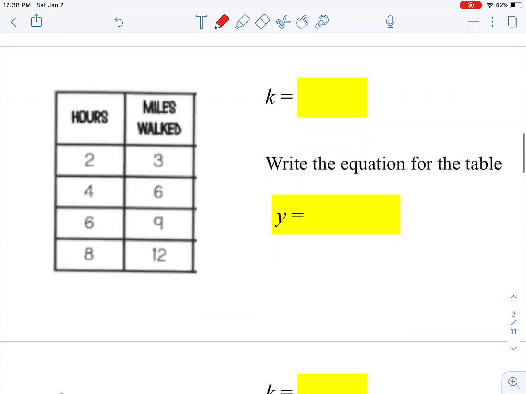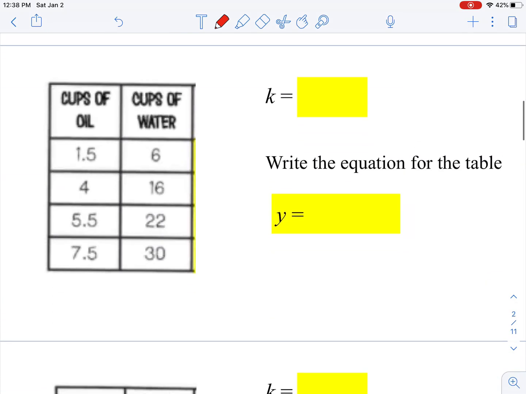Okay, so you're going to do these. Now, these have decimals. Do decimals scare us? No. But if you don't like decimals, could you use these two? Yeah.